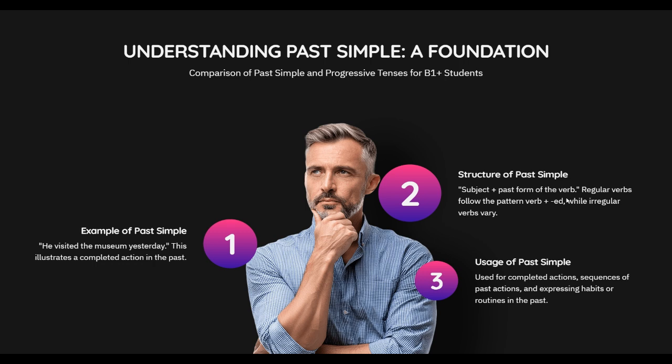The usage of the past simple that we normally use it for is the completed actions in the past. This is the normal one that we know. The completed actions in the past. That means that they are actions that happened and finished in the past. Also, as sequences of past actions that are finished, all of them, of course, in the past.